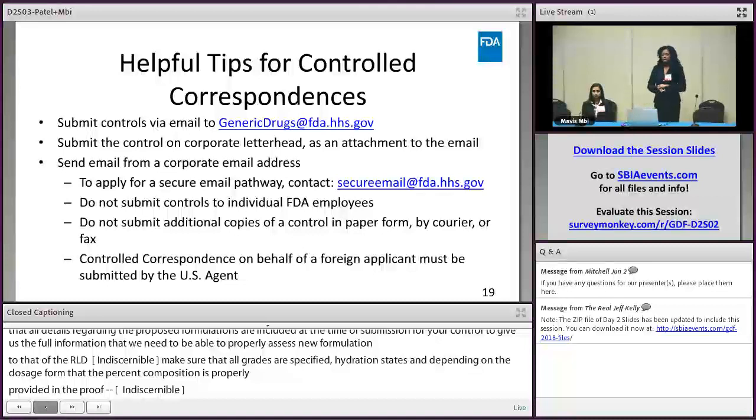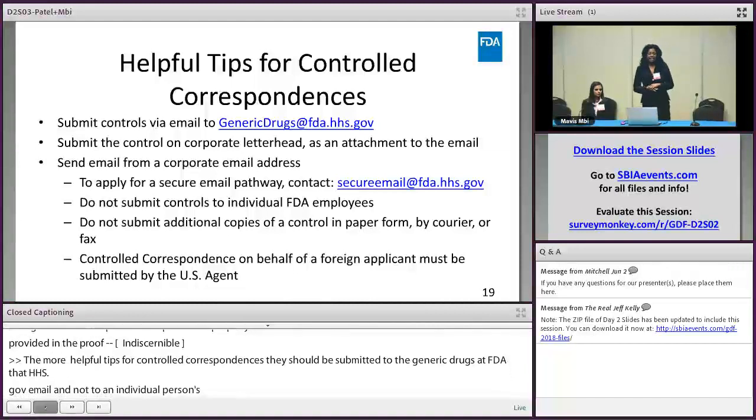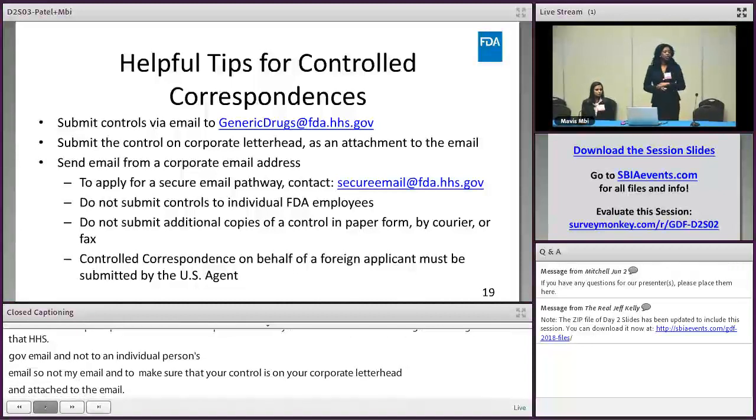Some more helpful tips for controlled correspondences: they should be submitted to the generic drugs at fda.hhs.gov email and not to an individual person's email, so not my email. And do make sure that your control is on your corporate letterhead and attached to the email. You don't need extra copies of the control in paper form via mail or fax. And if you are a foreign applicant requesting a control, it has to be submitted by a U.S. agent on your behalf.